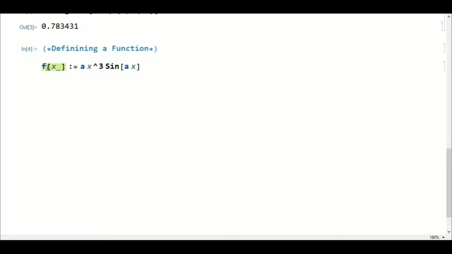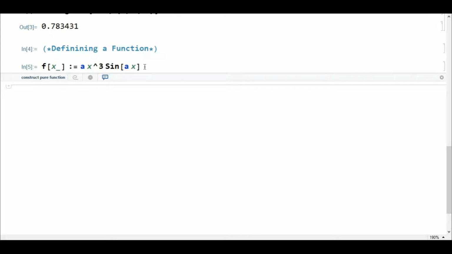You see the procedure. f is the name of my function, x is the variable on which this function depends, a could be some constant, then a colon equal to, a x cube sine of a x. This is how you can define a function in Mathematica. And let me execute this. So a function is constructed.